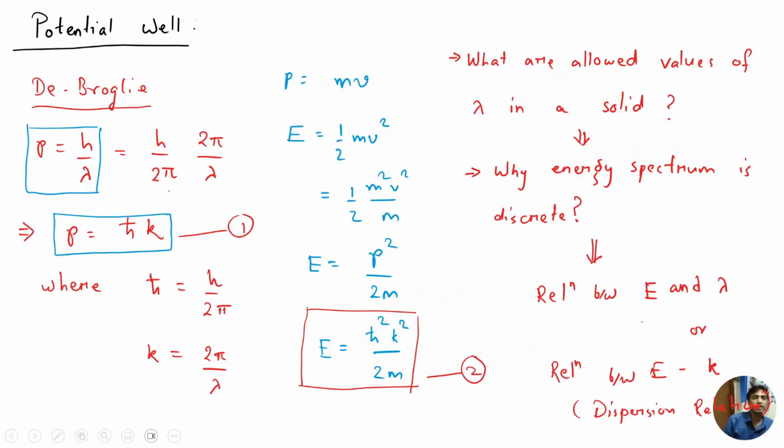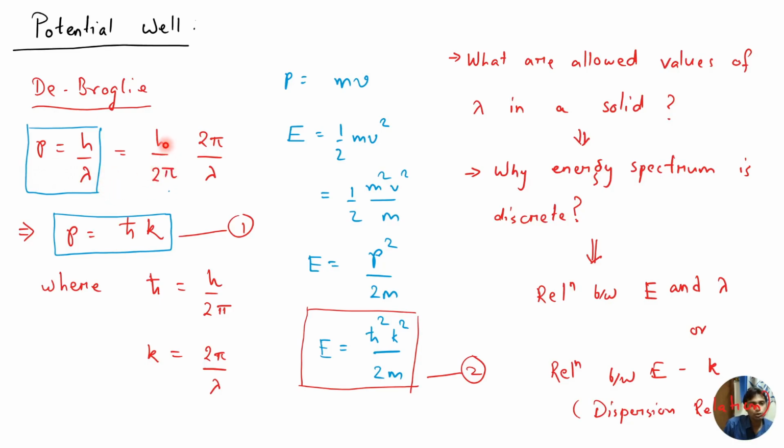Now we will look at how electrons behave in a single potential well. But before that, we will look into some of the notations, and this you have already learned. What is de Broglie? What de Broglie told is that an object with momentum p has an associated wavelength lambda. Lambda is given by h by p, or p is nothing but h by lambda.